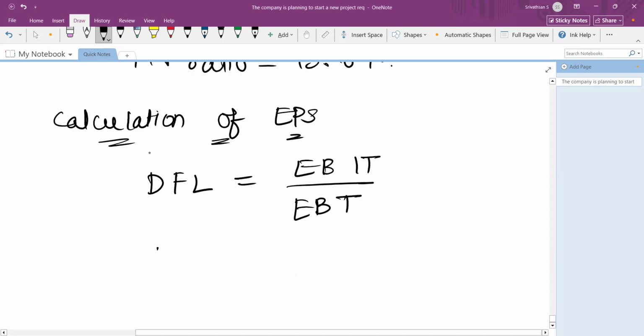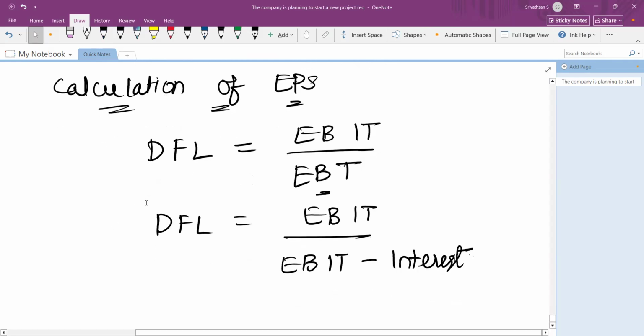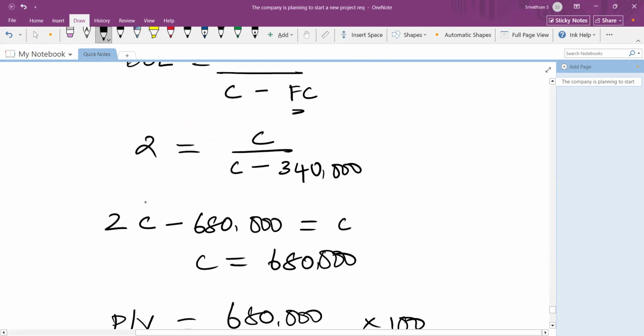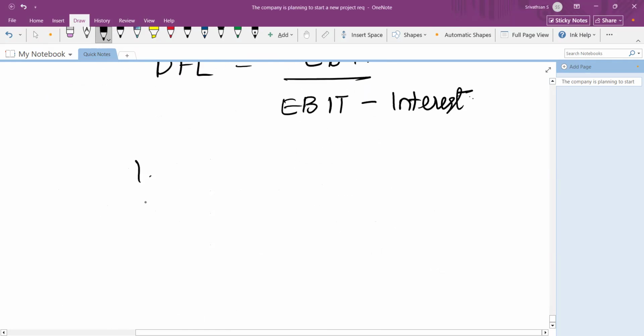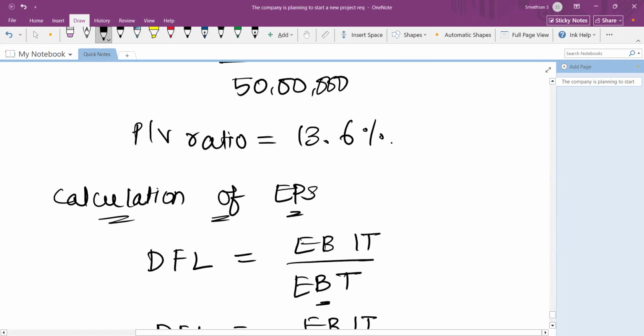Now we can slightly change the formula. We can rewrite it as DFL is equal to EBIT divided by, this EBT can be written as EBIT minus interest. Now, what is the amount of DFL that is given in the question? No, it is not given. We calculated DFL is 1.25 times. So DFL is equal to 1.25 is equal to EBIT divided by, again, EBIT minus interest.